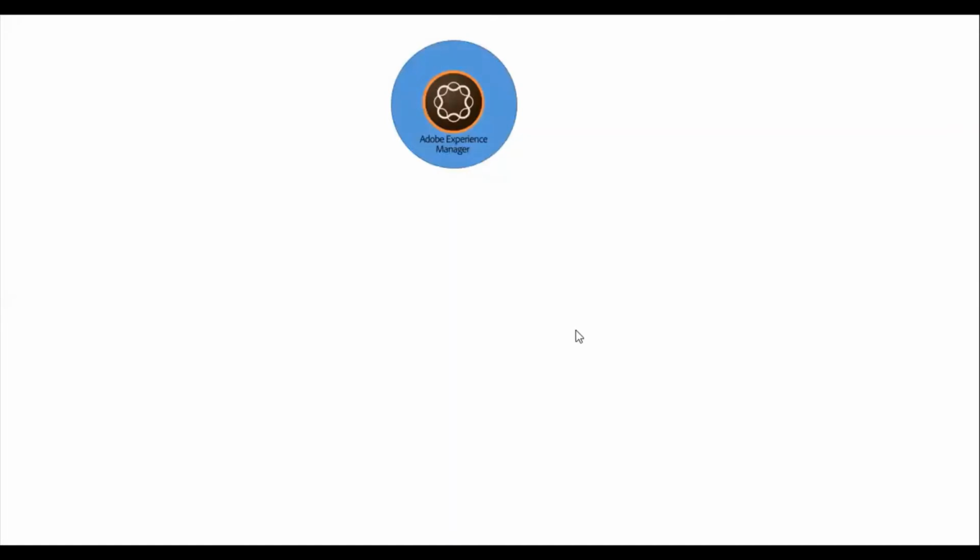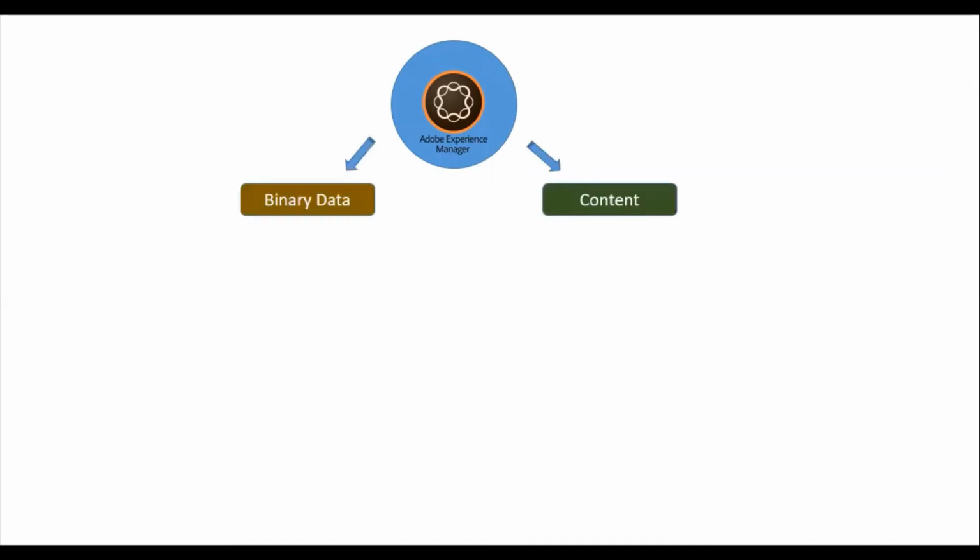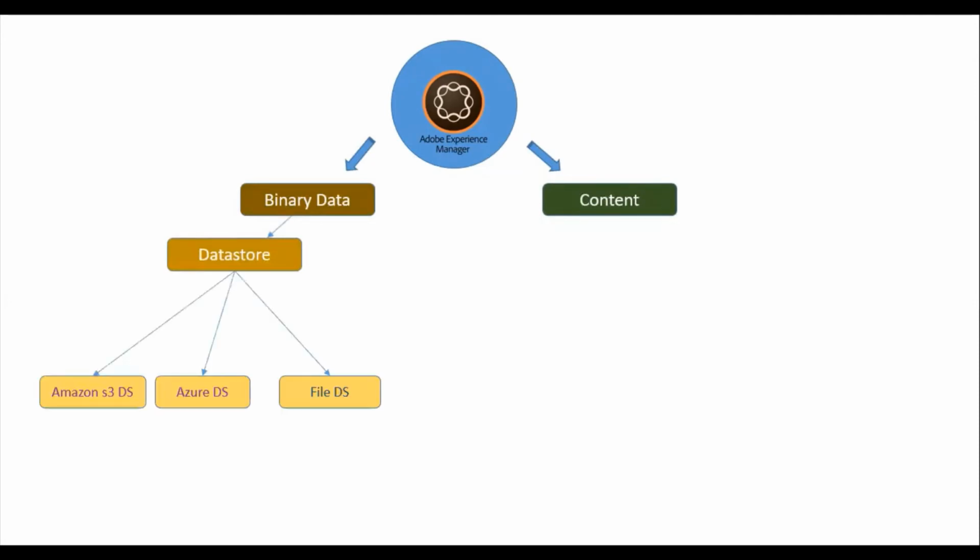We know that AEM stores data in different formats. It can be either binary data or content. Binary data will be saved in the data store, and there are 3 types of data store. First one is Amazon S3, the next one is Azure data store, and the last one is file data store. Both Amazon and Azure are treated as cloud storage, and we know that the base of content is the node store.